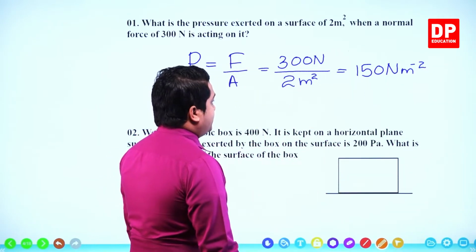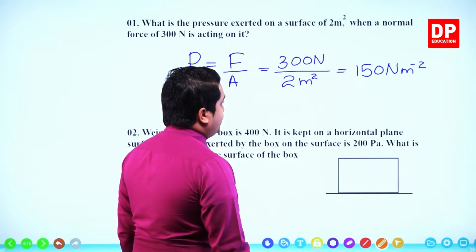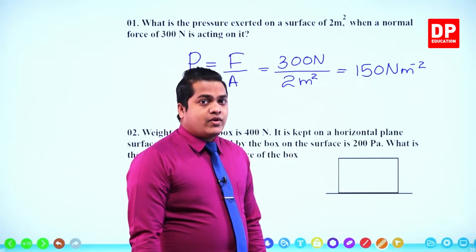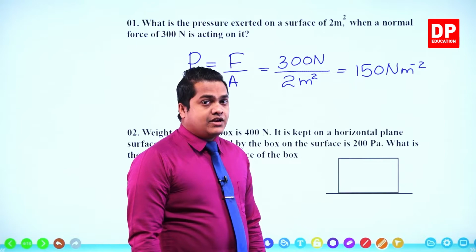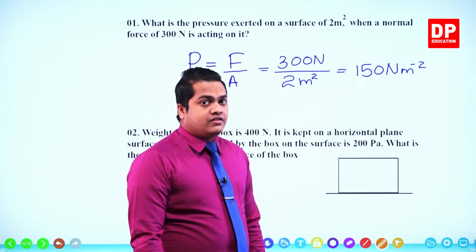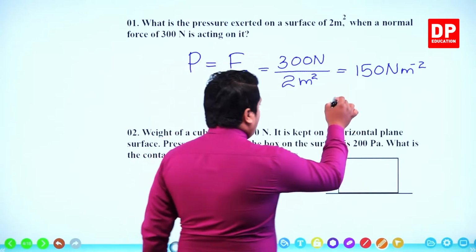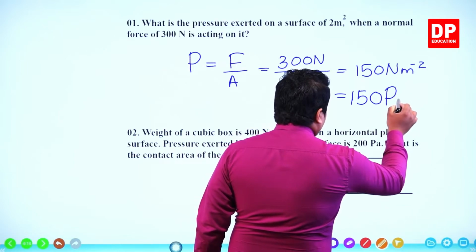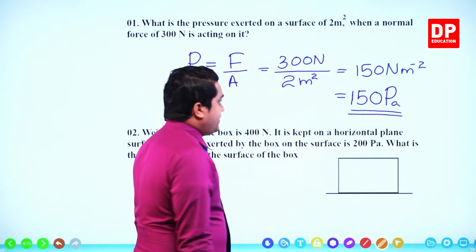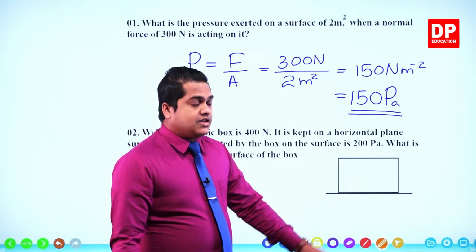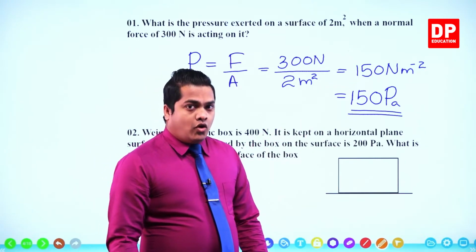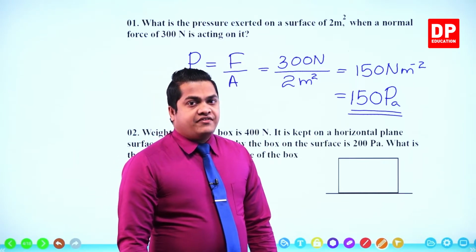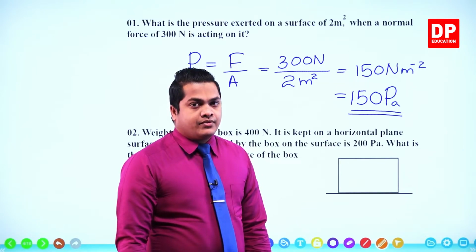Newtons per square meter. Don't forget that -2 when you are writing the pressure. That -2 indicates the per square meter. Therefore you have to definitely include that negative part over there, otherwise your answer is wrong. This can also be written as 150 pascals. If you want, you can keep the answer as newtons per square meter, but it's better to keep the answer as pascals. So 150 pascals is our final answer.